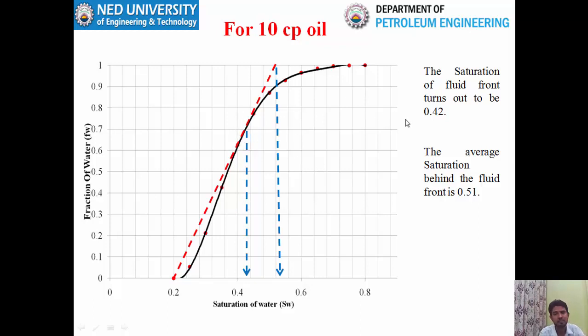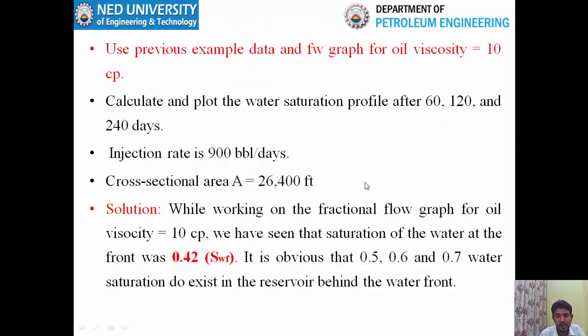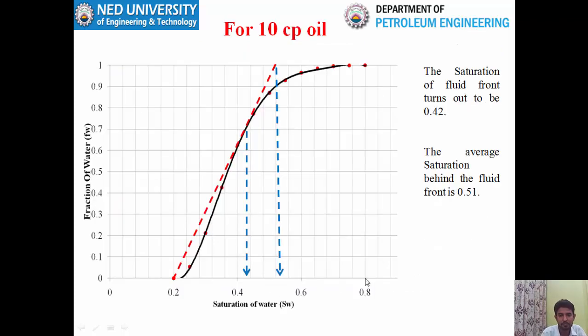SWF is 0.42, which we calculated during the example calculation, and this 0.42 says that this is the minimum saturation of your waterfront. So in the flooded region, the minimum saturation is 0.42. Behind the front you will have the water saturations of 0.5, 0.6 and 0.7, because now they do exist in the reservoir behind the waterfront.